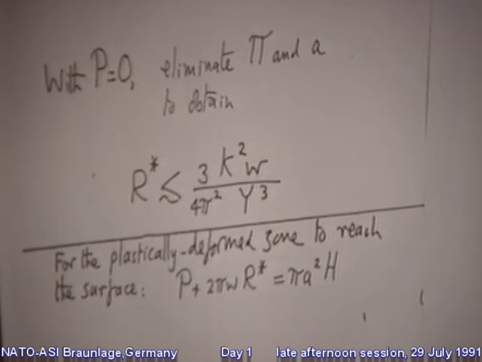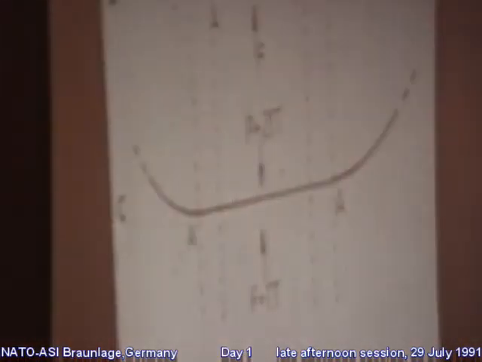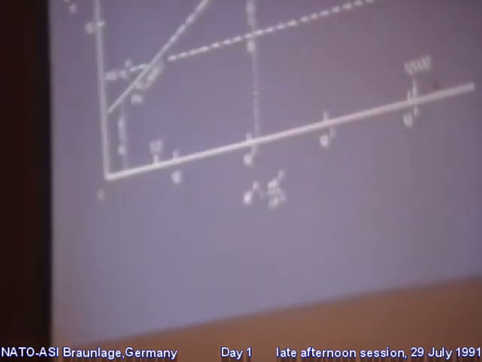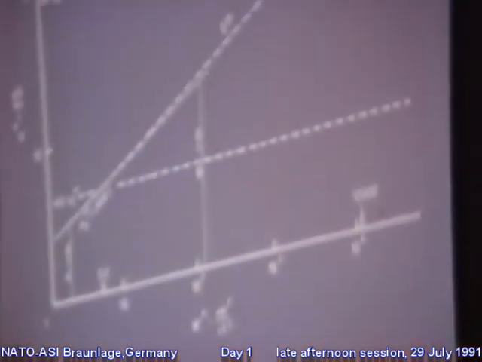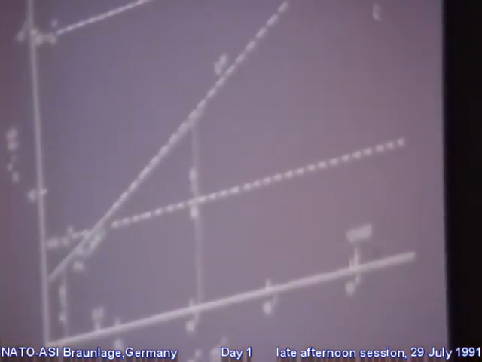Could I have the next slide, please? This is an example of a map, a deformation map. That's it. It's too small. You'll have to look at the poster afterwards.